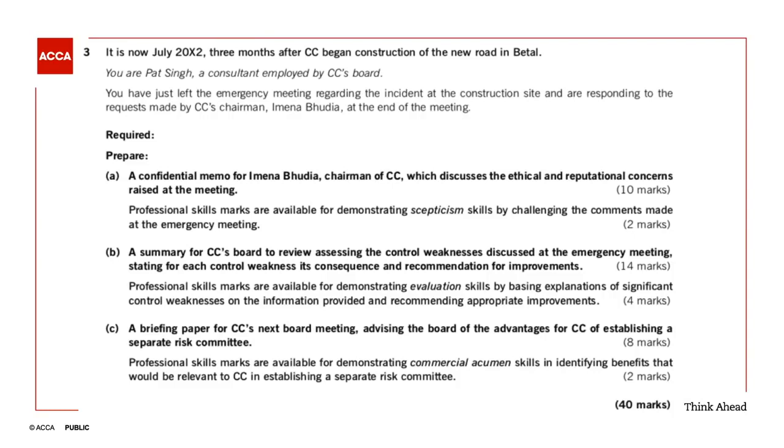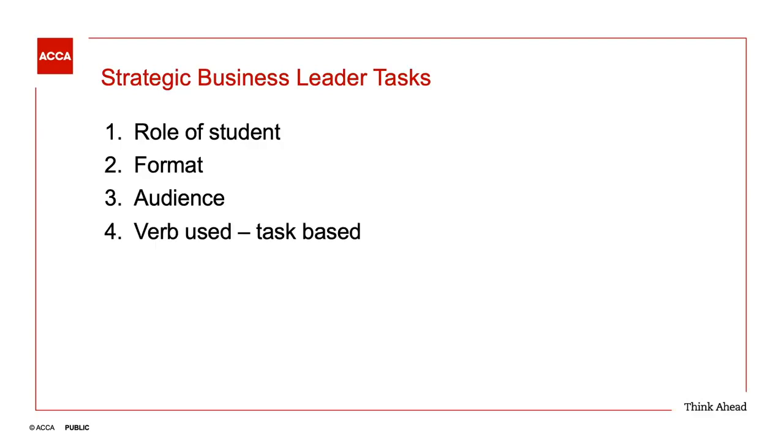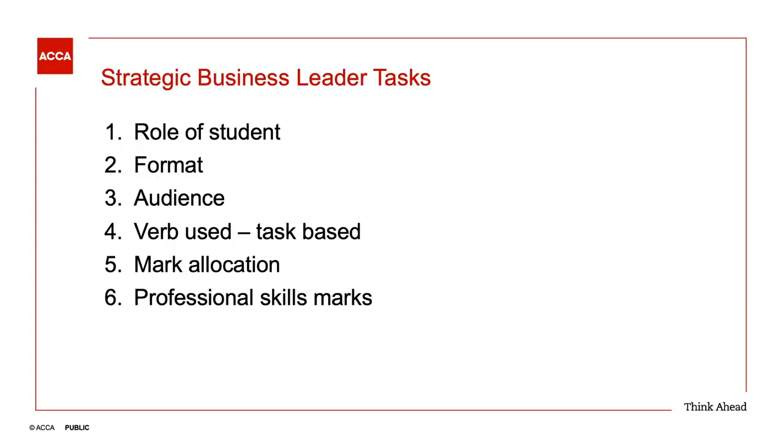But before we get involved in the details of the question, there's a set of 6 practical steps that I think we should follow on every single strategic business leader question. They are: what role are we being asked to play? What format are we required to write our answer in? Who are we addressing, i.e., who is the audience? What verbs are being used? How many marks are available for this part of the question? And what are the professional skills marks being awarded for? If we take this step before writing any answer plan, we should minimise any chances of making mistakes.